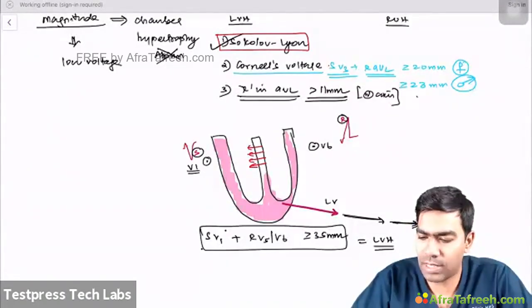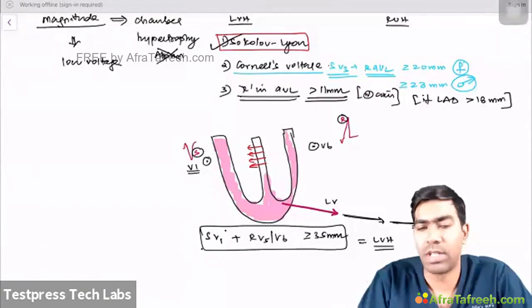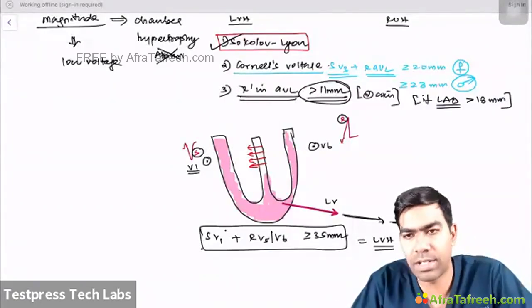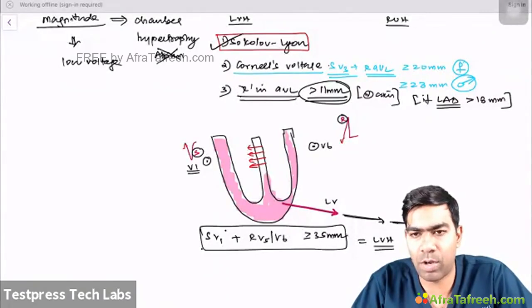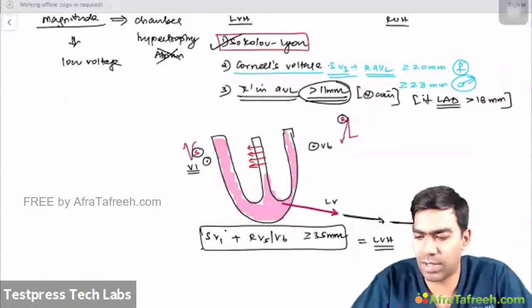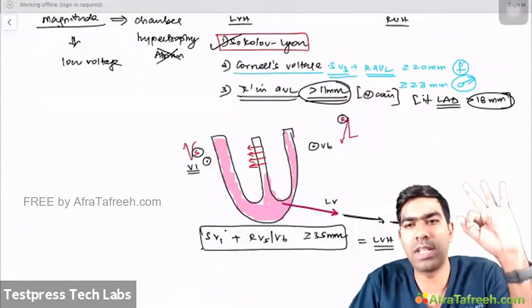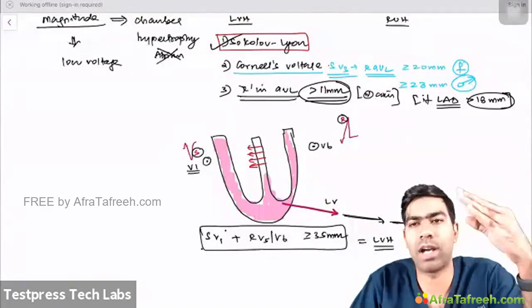Suppose the patient is having a left axis deviation, then this criteria will become more than 18 millimeter. If the patient is having normal axis, then more than 11 millimeter is enough to tell that the patient is having a left ventricular hypertrophy. But if the patient is having left axis deviation, then the criteria will become more than 18 millimeter in that setting. So very simple, only three: Sokolov-Levin, Cornell voltage, and R in AVL criteria.